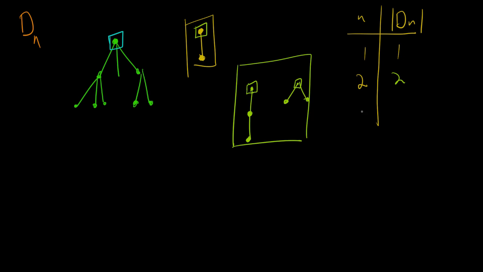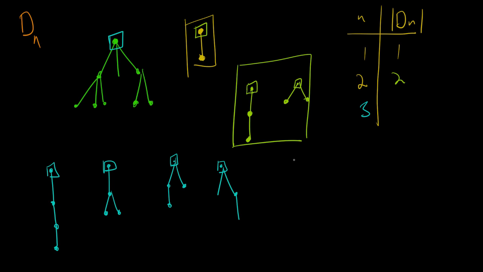So now let's look at 3. And here's our root node. We can hang guys off like this. We can hang guys off like this. Here's the root. We can hang guys off like this, and like that. And then finally we can make all 3 children. So there are 5 ways to do it. I don't think I forgot any.